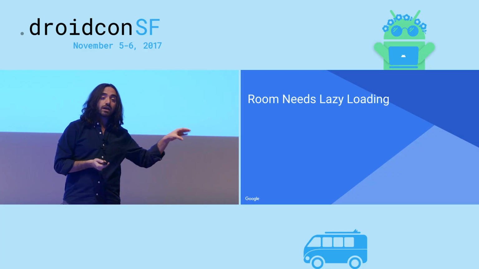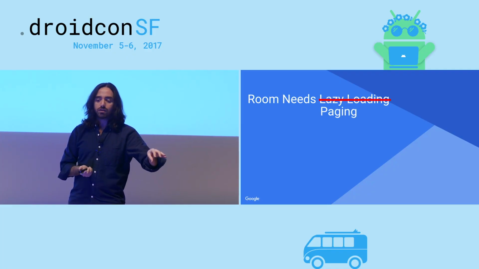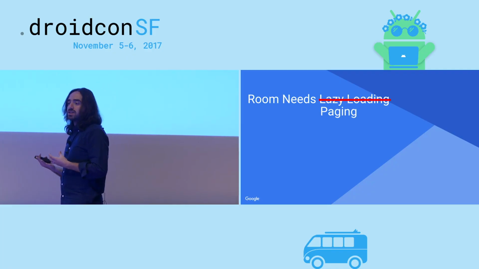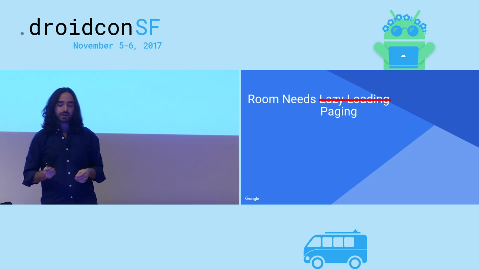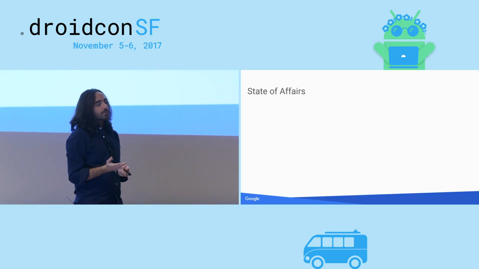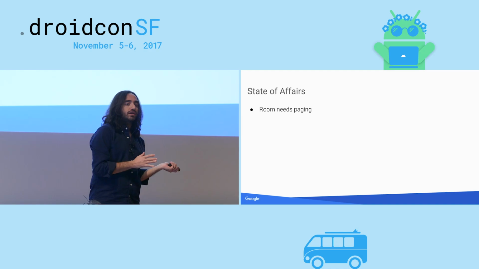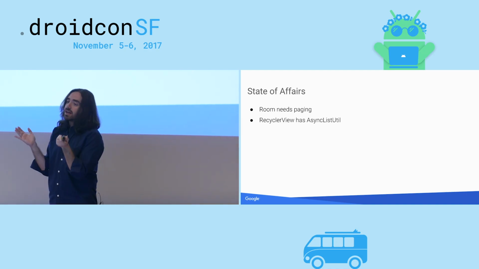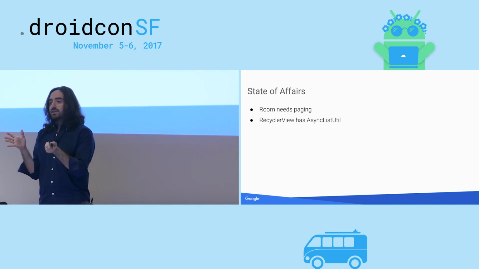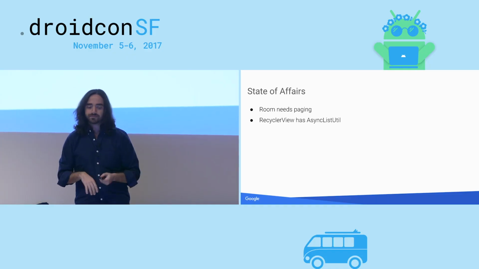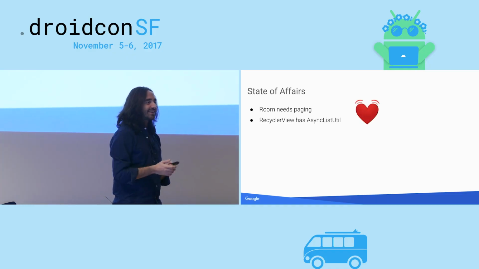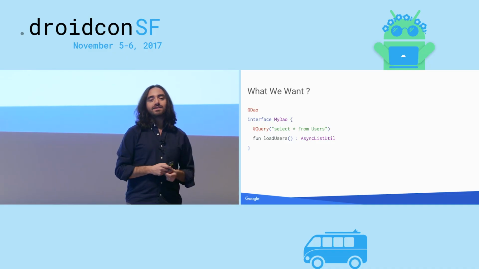That means Room doesn't really need lazy loading. What it really needs is paging, to be able to page those cursor windows into memory efficiently. So when we started this problem, okay, Room needs lazy loading. Good news, RecyclerView has this class called AsyncListUtil that's specifically written to add it and we'll be done.